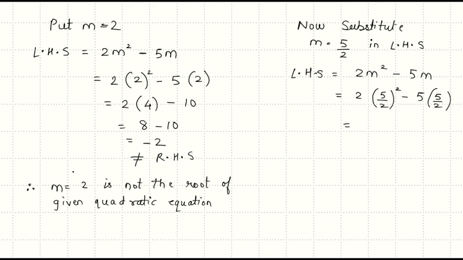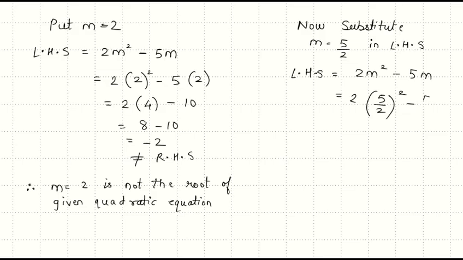If you see, we can solve it here. Okay, let's solve this again. 2 into 5 upon 2 whole square. We cannot cut this 2 and 2 here unless we solve this.